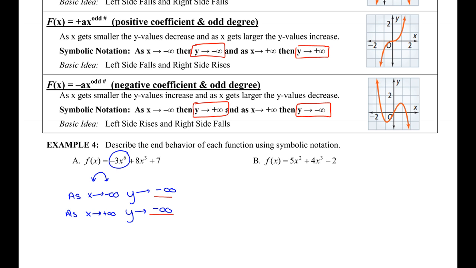We will talk more about end behavior tomorrow in class. Please try and do example B on your own.